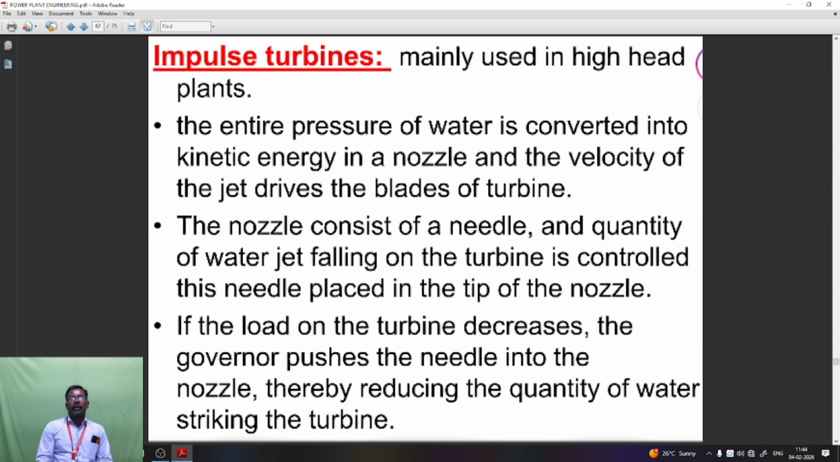Impulse turbine is mainly used in high head plants. The entire pressure of water is converted into kinetic energy in a nozzle and the velocity of the jet drives the blades of the turbine. The nozzle consists of a needle, and the quantity of water jet falling on the turbine is controlled. This needle is placed in the tip of the nozzle. If the load on the turbine decreases, the governor pushes the needle into the nozzle, thereby reducing the quantity of water striking the turbine.